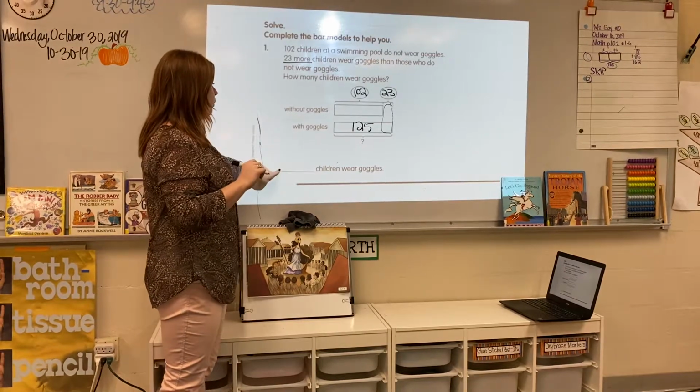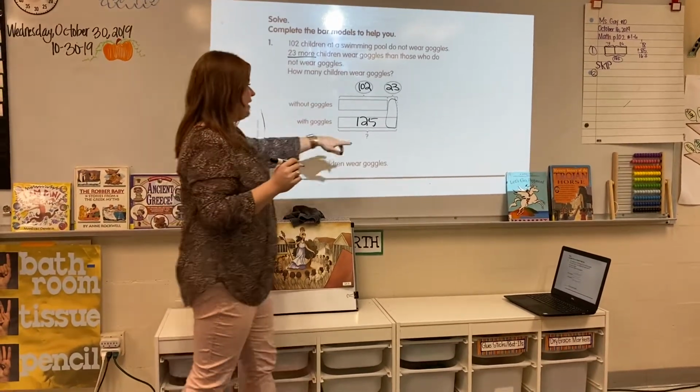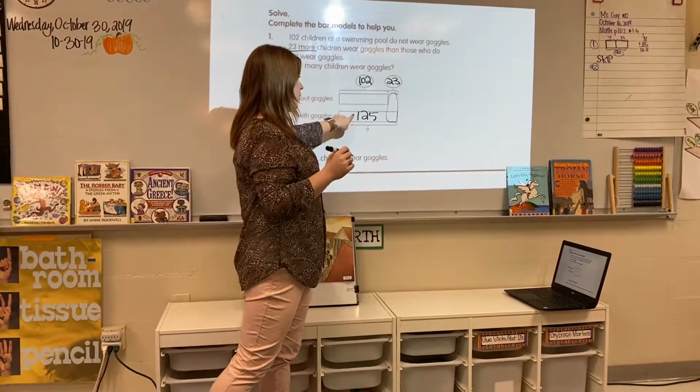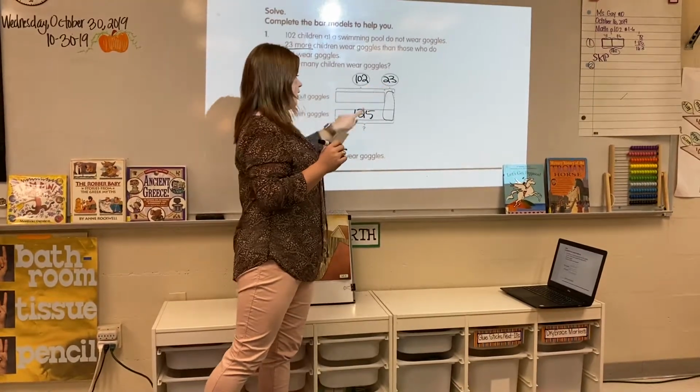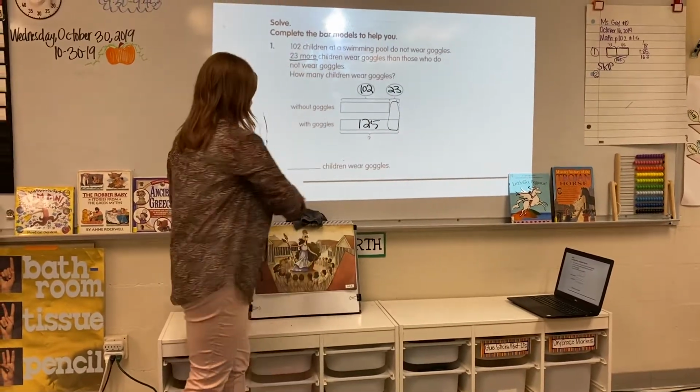So how many children wear goggles? 125. I can subtract 102 from 125 and get 23. I can subtract 23 from 125 and get 102.